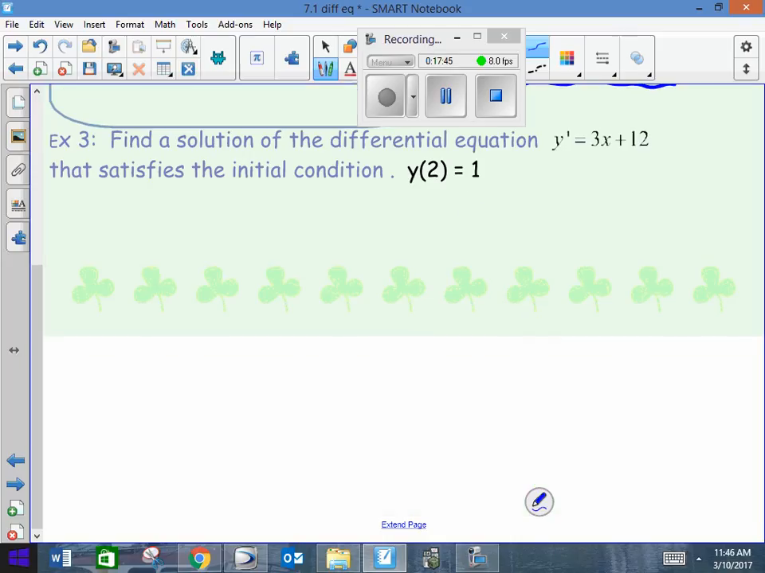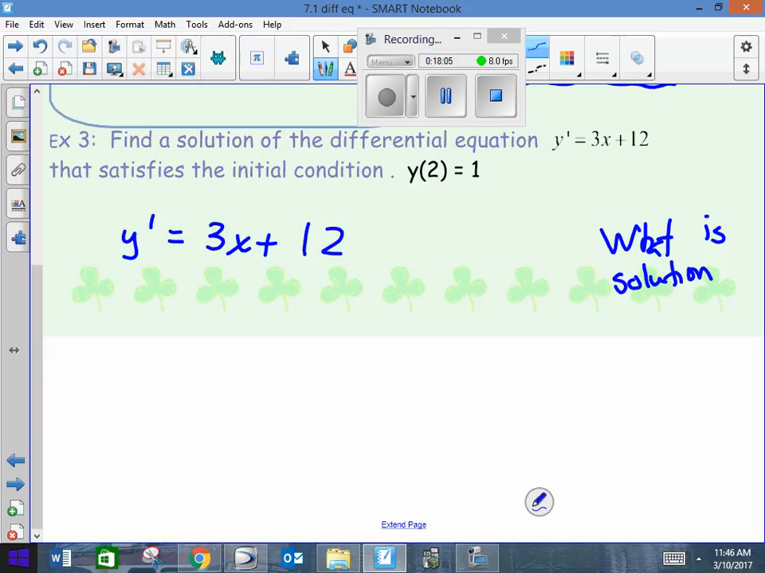Find a solution of the differential equation y prime equals 3x plus 12. All right? We're looking for the solution. What is the solution? Otherwise known as the function, which is, in this case, y. Okay? So that's what we're looking for.